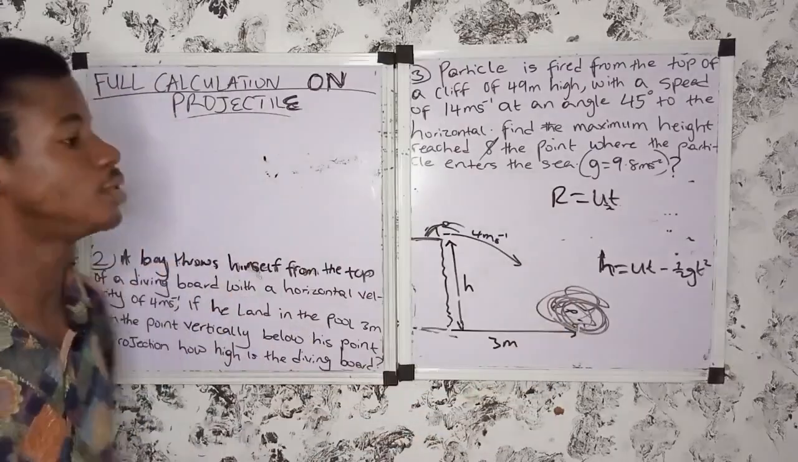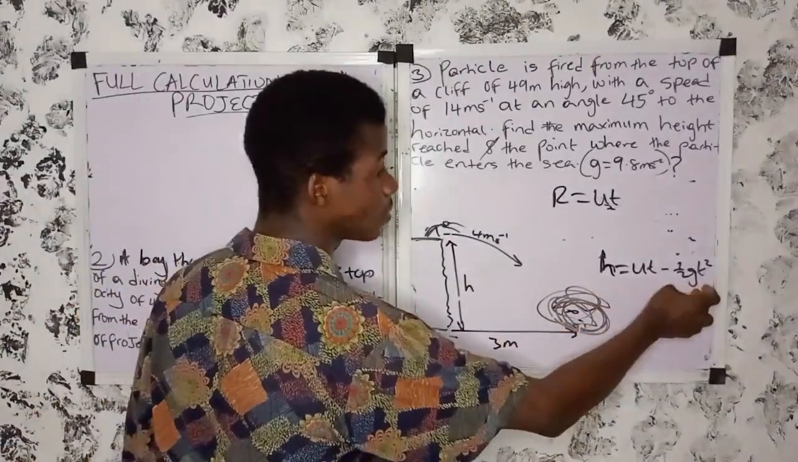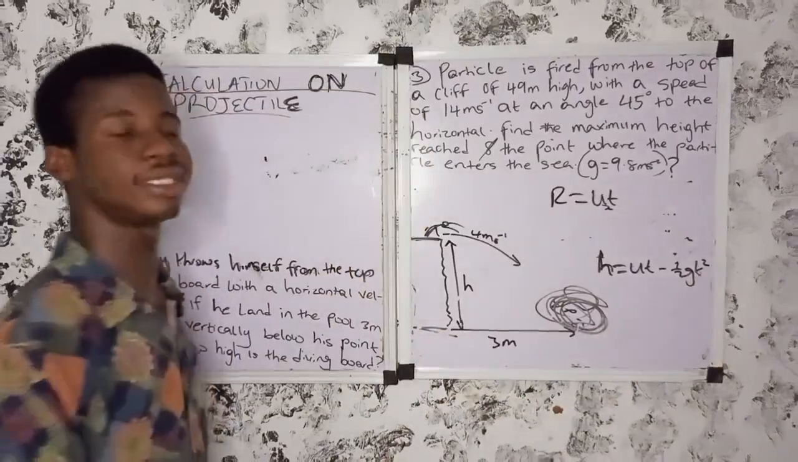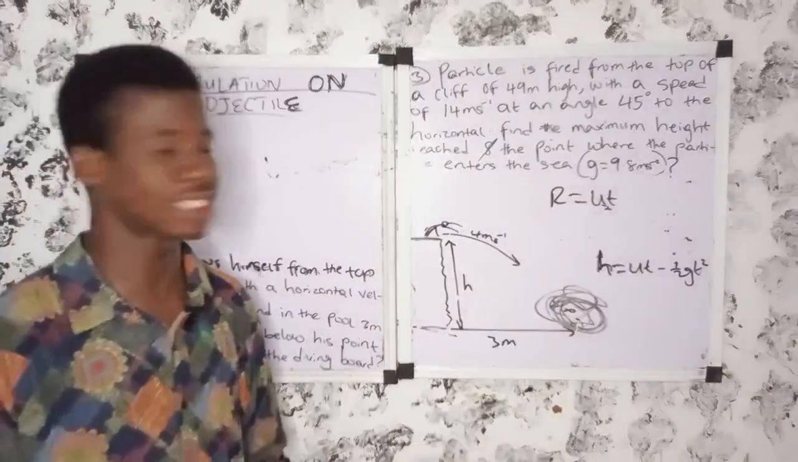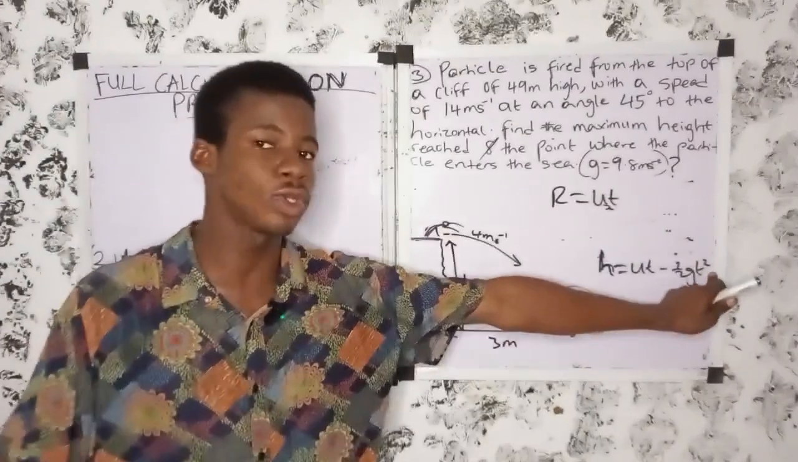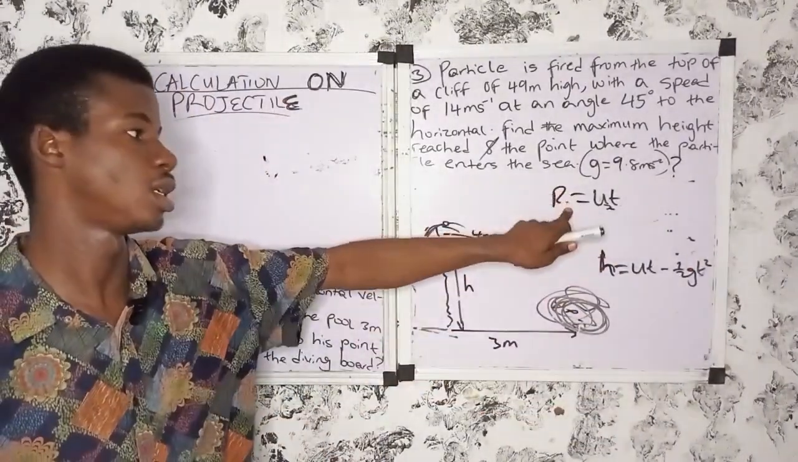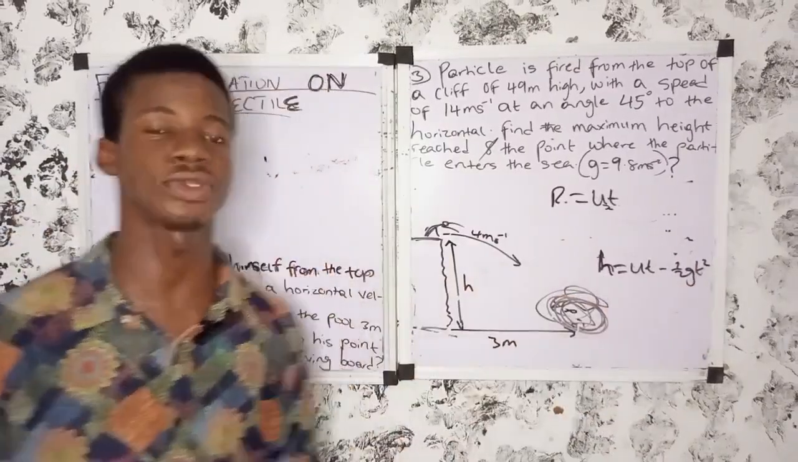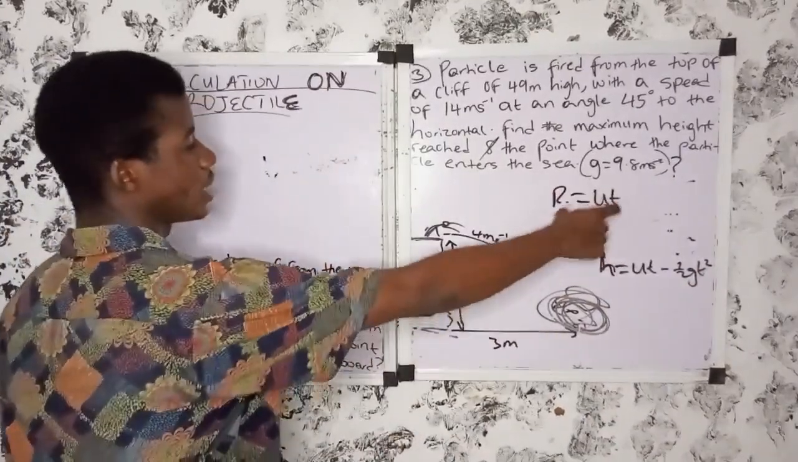Okay, so let's continue. U is 0, then G is what? 9.8. Okay, but in the question they didn't give us time. I don't know if you understand. In the question they didn't give us time. So how are we going to do it? We are going to use this one to look for the time. Once we get our time, we put it here and we get our height.